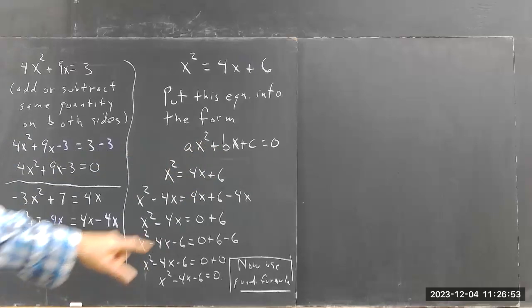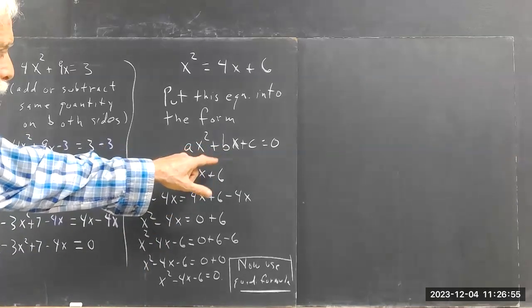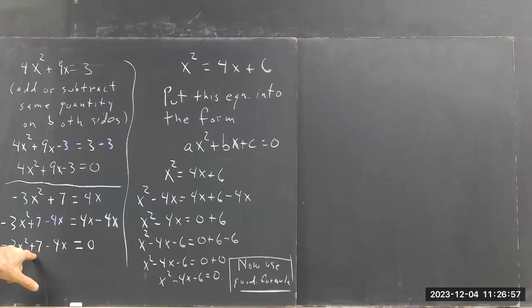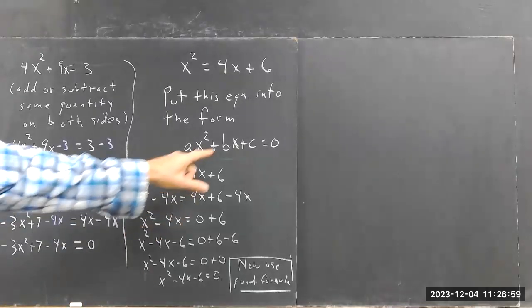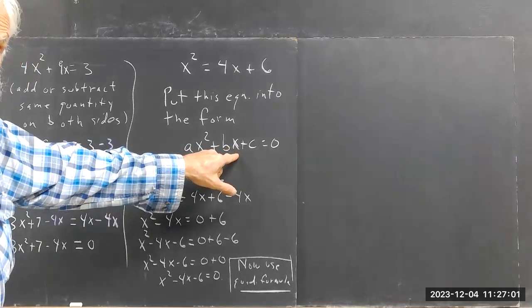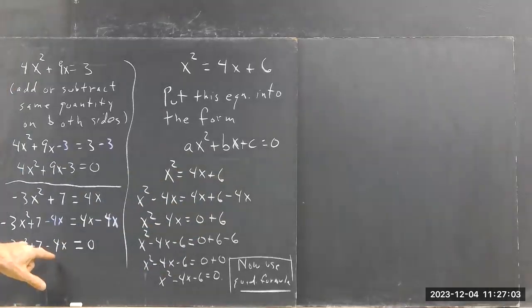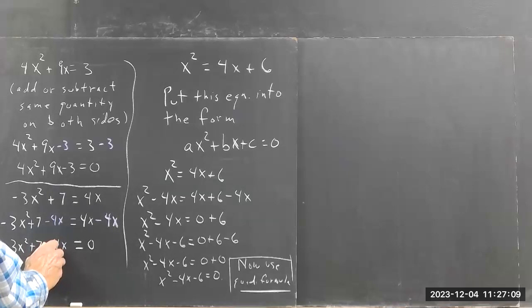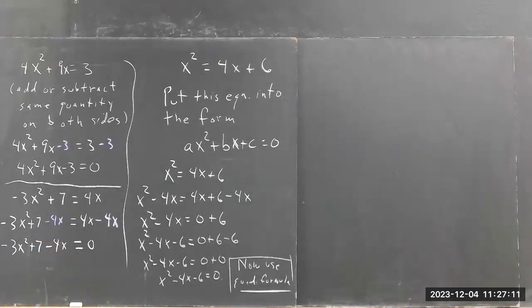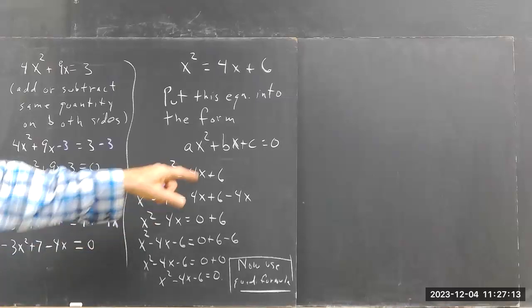Because of the order of these things, some people are going to say, well, b is the next thing, so that'd be 7. Well, no, b is what's in front of x. So b is what's in front of x, which is not 4, it's negative 4. Make sure we see that negative sign. So b would be your negative 4.